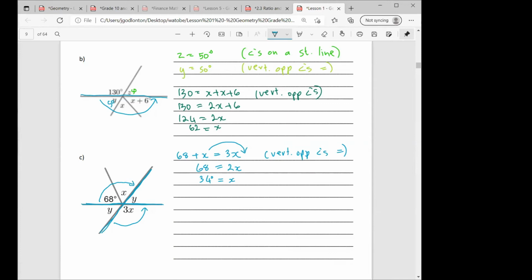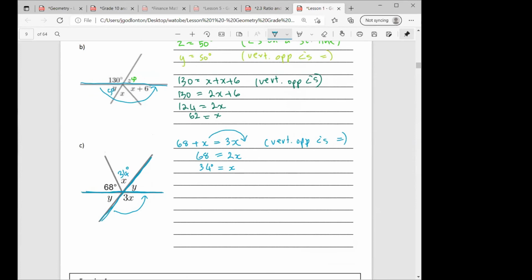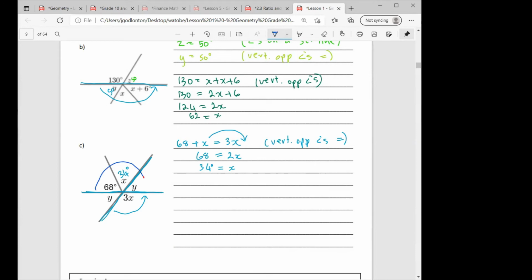Okay, so now that should help you all. So now I know that x is 34 degrees. So now I want to know what y is. I don't think you're subtracting everything you're needing to subtract there. Think about what would make up my straight line.